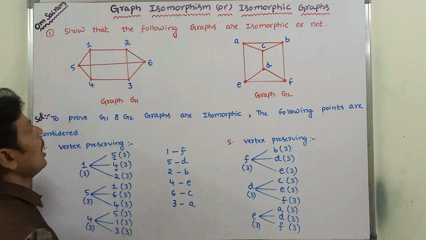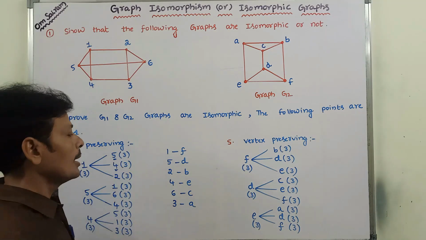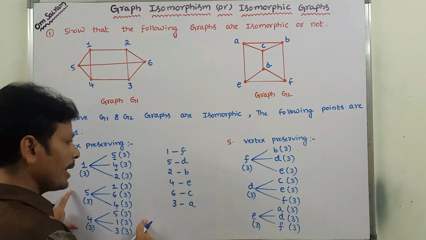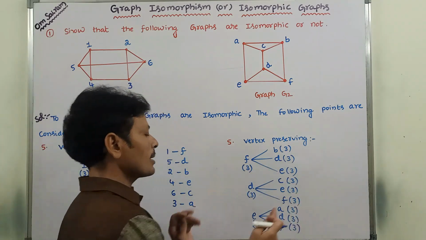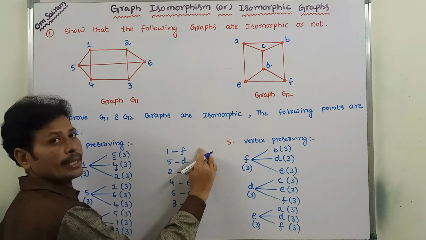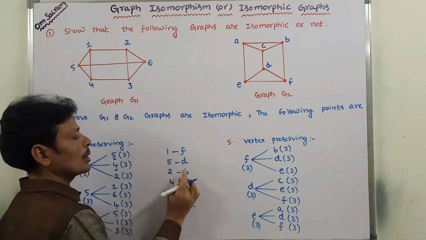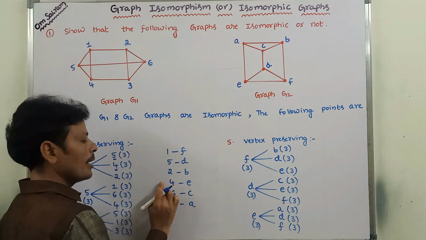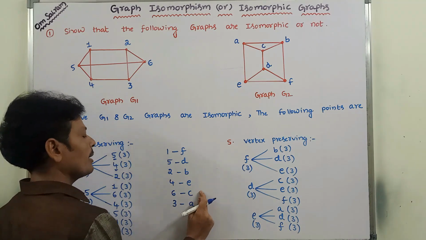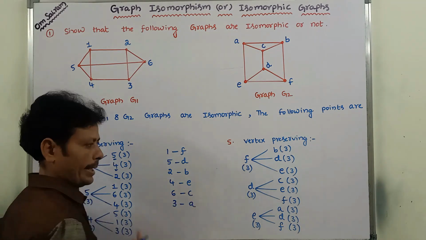Now how many vertices are there? 6 vertices are there. Already we are comparing these 3 diagrams with the 3 diagrams. So I can say that 1 corresponding vertex is F, 5 corresponding vertex is D, 2 corresponding vertex is B, 4 corresponding vertex is E, 6 corresponding vertex is C, 3 corresponding vertex is A.